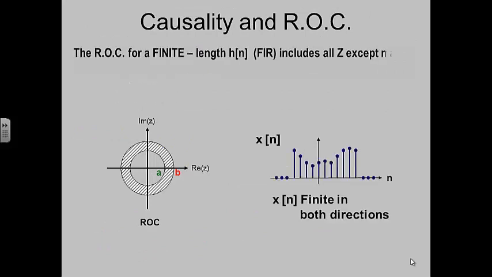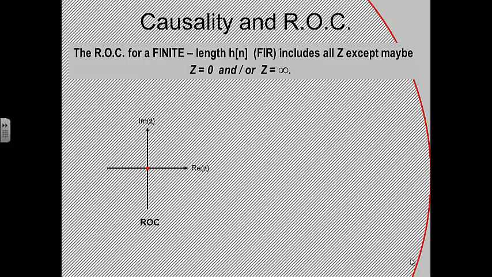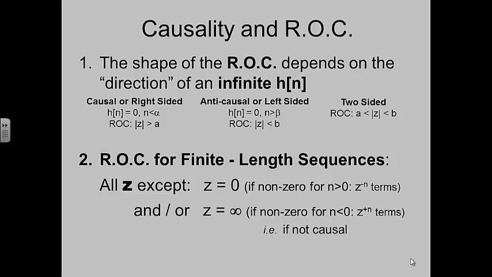If they're finite length, then they're neither right-sided nor left-sided, so the donut collapses or expands, depending on how you look at it. You may not be allowed to use Z equals 0, and or you may not be allowed to use Z equals infinity, depending on if you have Z to the minus something terms or Z to the plus something terms. So for finite length sequences, the region of convergence is all Z except Z equals 0 if you have non-zero positive n values, because that gives us Z to the minus n terms. And or Z equals infinity if you have non-zero stuff to the left of n equals 0, because then we'll have Z to the plus n terms. So finite length sequences have a much larger region of convergence, pretty much everything except maybe 0 and infinity. Infinite length sequences, you're going to have to worry about some minimum or maximum radii.